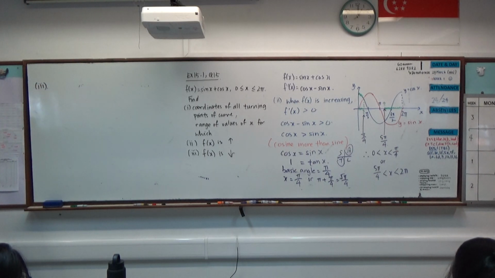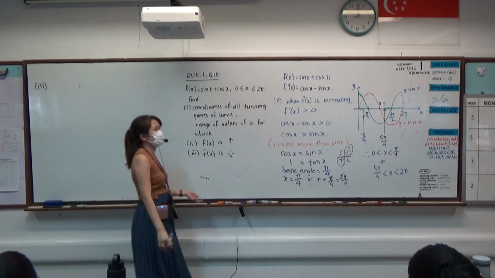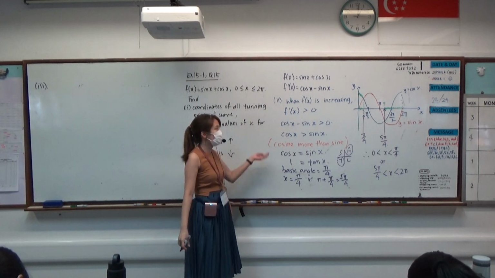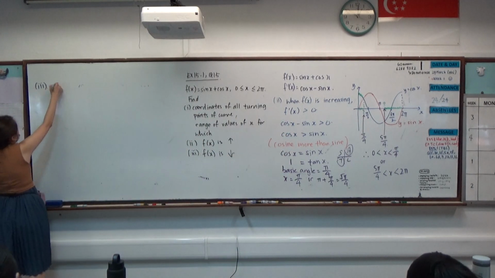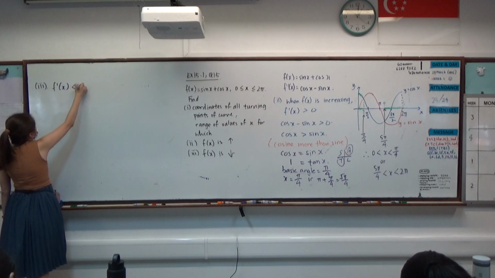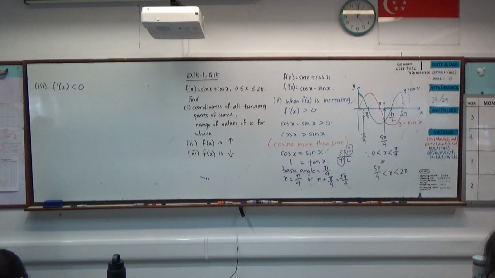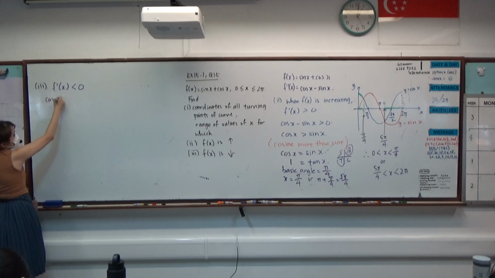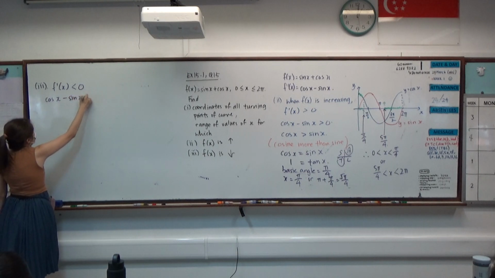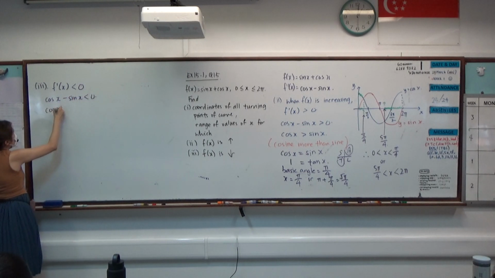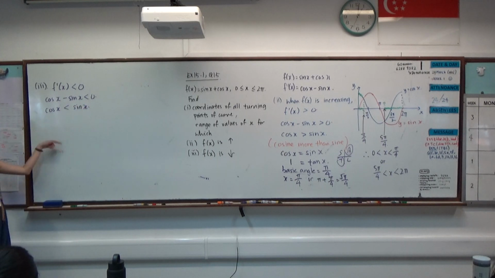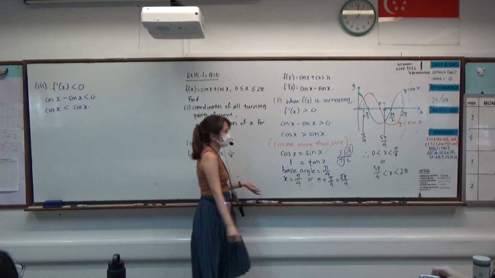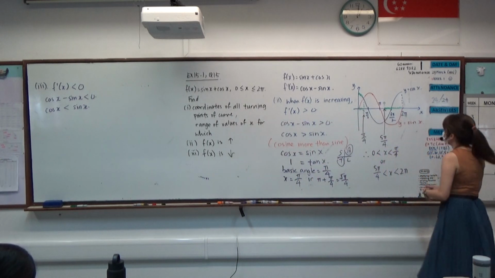Next, part 3. f(x) is decreasing. Same set of working, but we don't need to go through the rigorous steps anymore because we have already done the base. So we are looking at f prime of x to be less than 0. Since it's decreasing, that essentially means cosine x minus sine x less than 0, or in other words, cosine x lesser than sine x. No need to redraw the graph, we have the graph already.